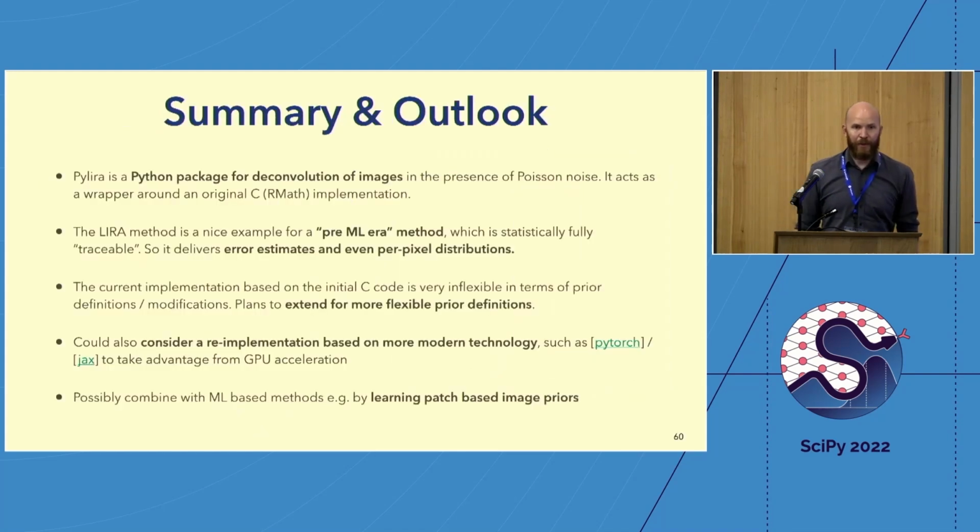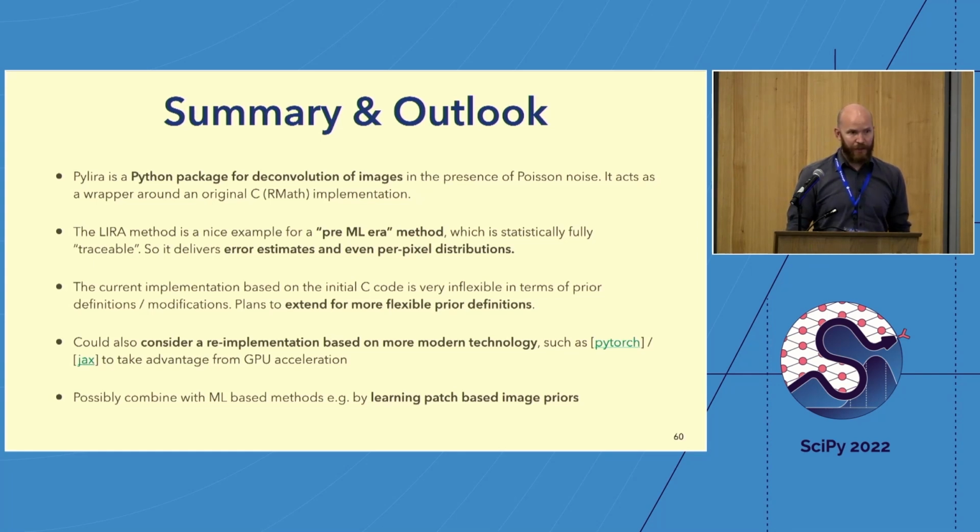Let me come to my summary and give a brief outlook. So Pylira is a Python package for deconvolution of images in the presence of Poisson noise. It acts as a wrapper around an original C or R implementation. I think the LIRA method is a nice example of what I would call a pre-machine learning era method, which is statistically fully tractable. So you can compute the full likelihood. And so it even delivers error estimates and even per pixel distributions, which is very, very valuable information, especially in the low counts or low signal to noise regime.